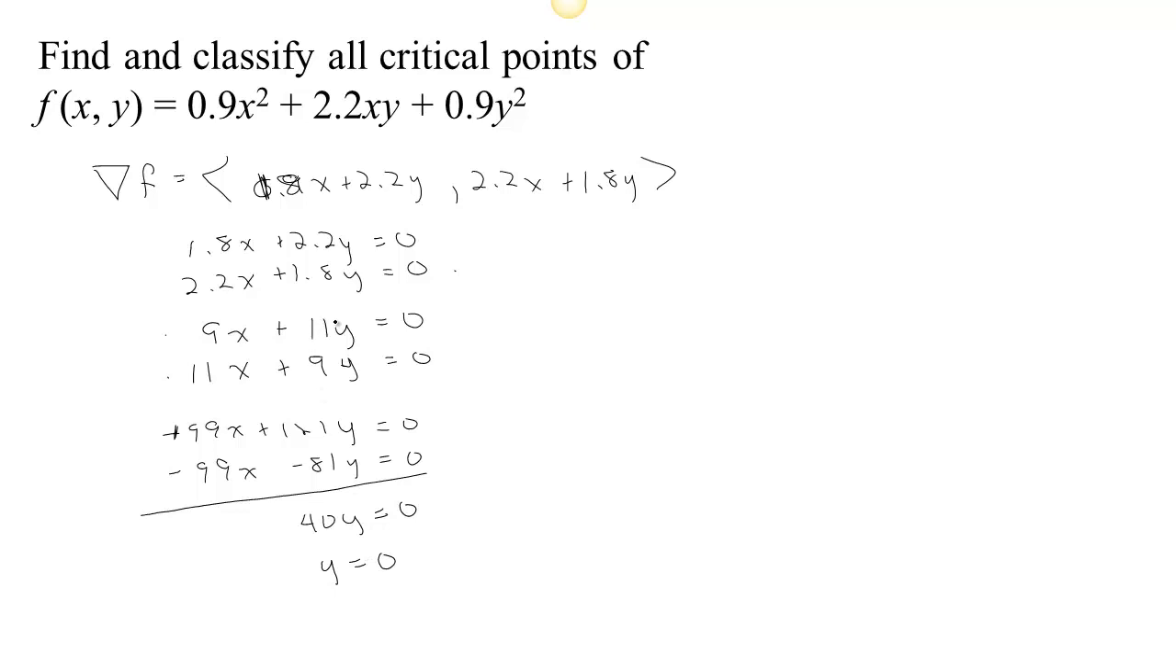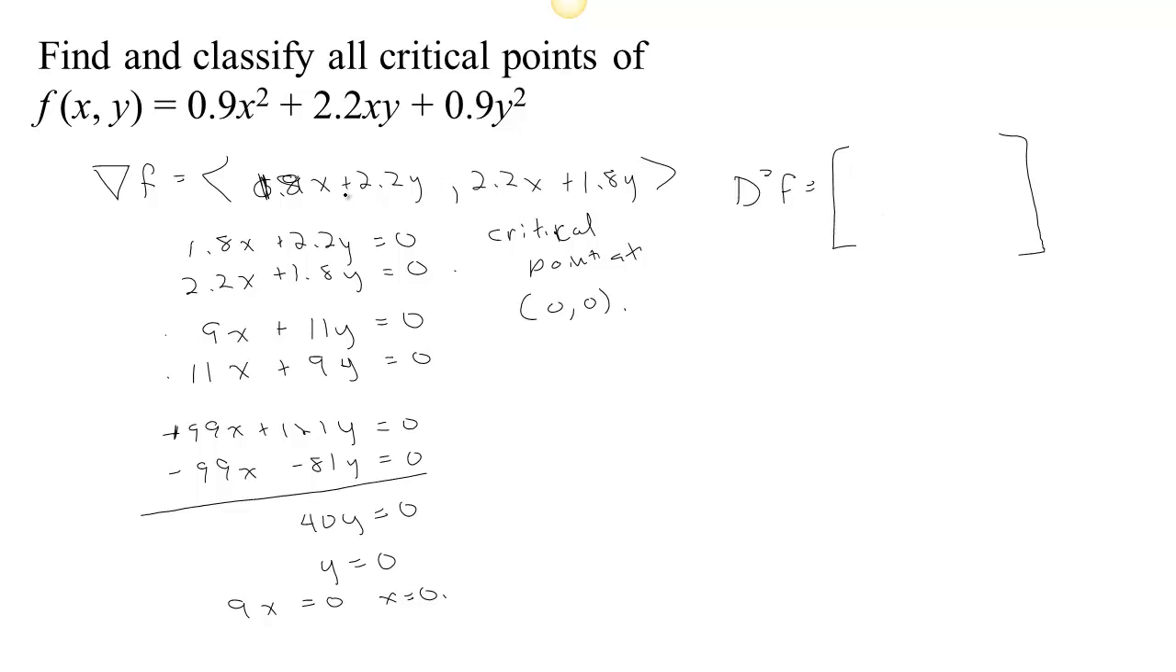If y equals 0, we could go up to either of these equations and find that 9x plus 11 times 0, which would be 0, has to turn out to be 0, so x has to be 0. So we have just one critical point, one place where the gradient is 0 in this case. It's at 0, 0. So what we want to do now is to calculate our Hessian, the second derivative matrix.